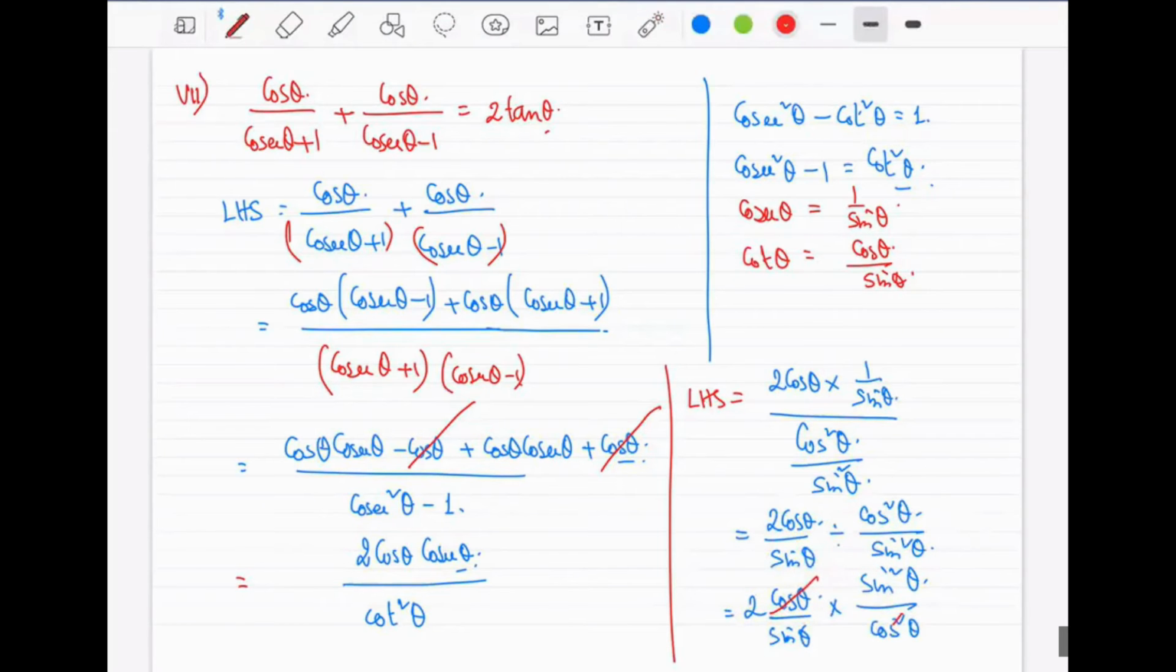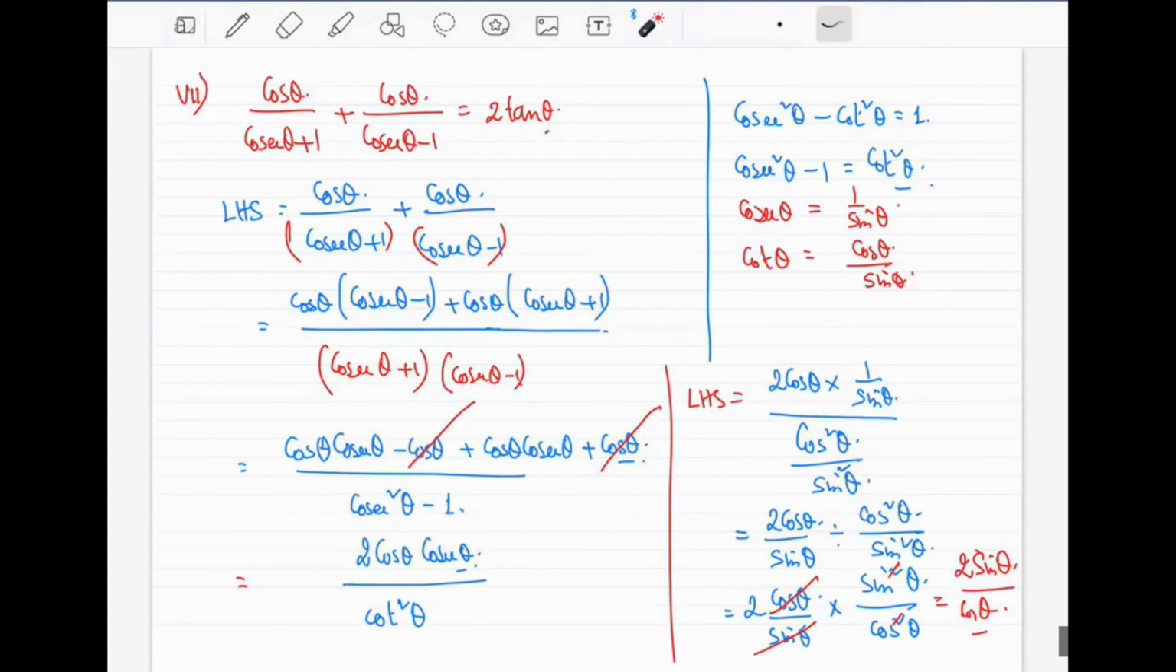Do the same for the sine theta part. You cancel the sine theta and the square. Keep the remaining. What is it? 2. Cos theta is gone. Sine theta is gone. The square is gone, but this sine theta is still remaining. There is cos theta. The square is gone, but the cos theta is still remaining. So what is the remaining part? 2 sine theta divided by cos theta. And you know that sine theta by cos theta is tan theta, right?